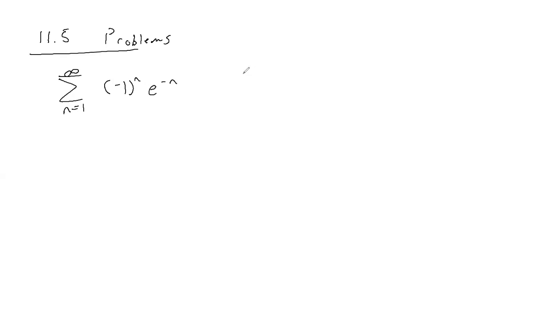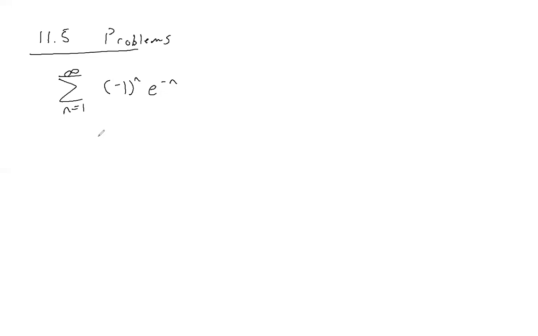How about this series? What clues me in that I should at least try the alternating series test is this alternating term. This is going to change the sign of my terms. The odd terms will be negative and the even terms will be positive. So I have an alternating series. Let's try to use the alternating series test to see if this converges.